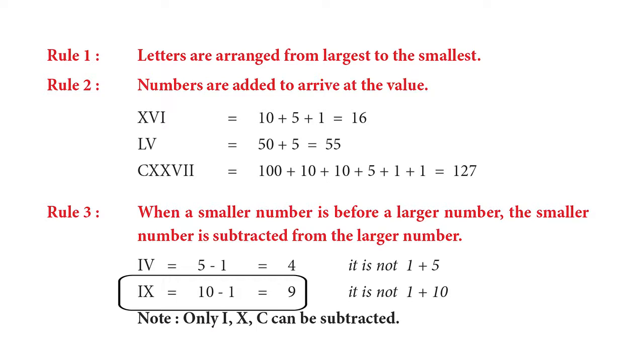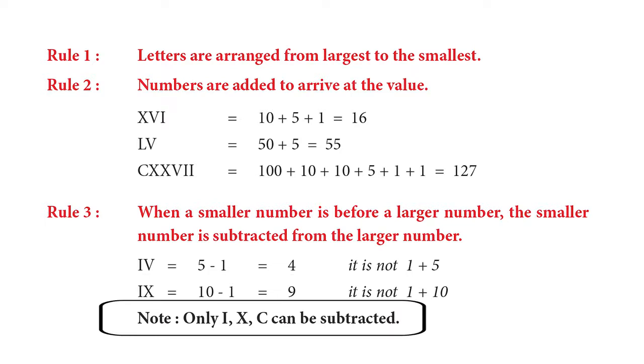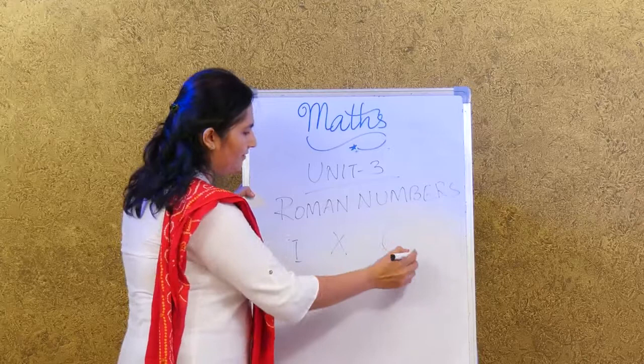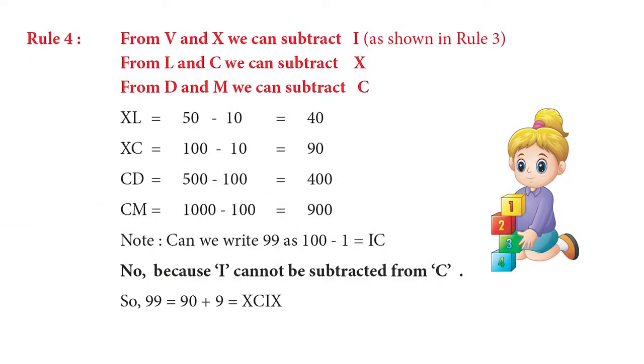So remember this rule: when a smaller number is before a larger number, we always subtract that smaller number from the larger number. Look at the note below, only 1, 10 and 100 can be subtracted. Remember the symbols for 1, 10 and 100. Only these can be subtracted. Come back to the textbook again. Rule number 4. From 5 and 10, we can subtract 1. From 50 and 100, we can subtract 10. From 500 and 1000, we can subtract 100. So we can look at those examples.